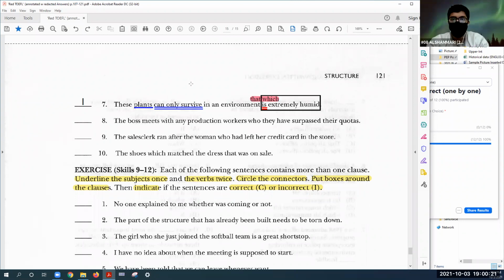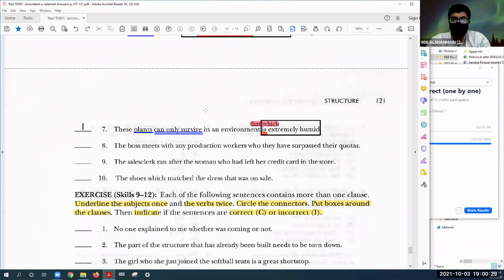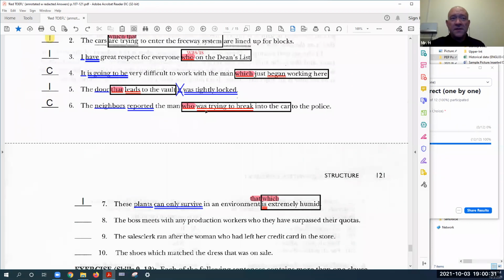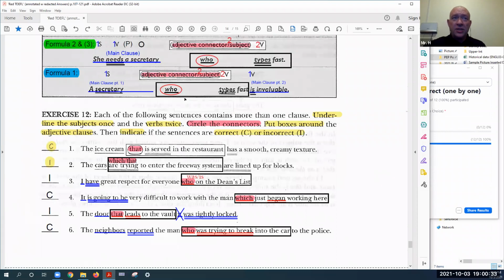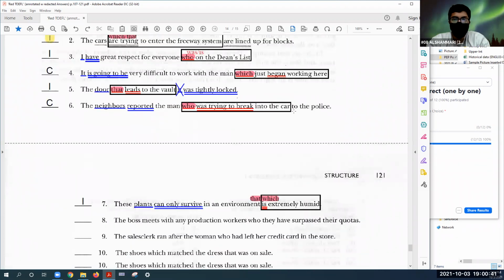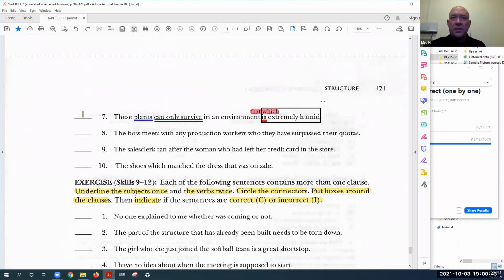I have a question, Mr. Raj. Yes, Al-Shamari. Can we consider it as the first formula? If it's the first formula, then it should describe the subject, right? Can we say that these plants who can only... Wait a minute. Okay. Just a second. Does this describe the subject?